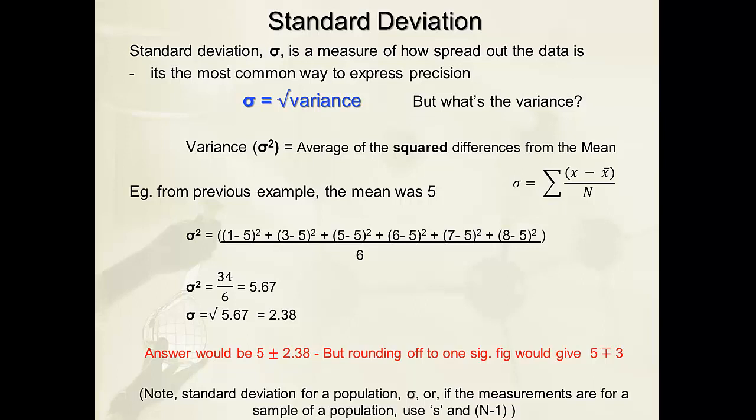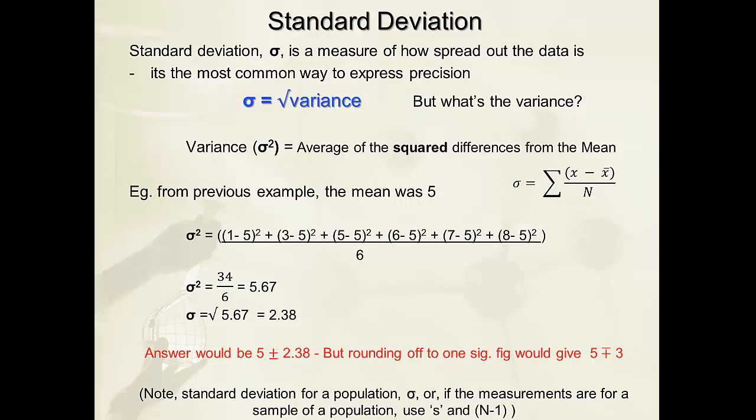So in the previous example, the mean was 5. Let's find the differences from the mean, square them, and average them. That's what's happening in this next operation here. We know that the mean was 5, and we had our series being 1, 3, 5, 6, 7, 8. So we're going to take 1, subtract 5, and square it. Then we're going to take 3, subtract 5, and square it. We're going to take 5, subtract 5, and square it, and so on. Add those together, divide by 6, because we've got a total of 6 results, and we get our number, which is 5.67.